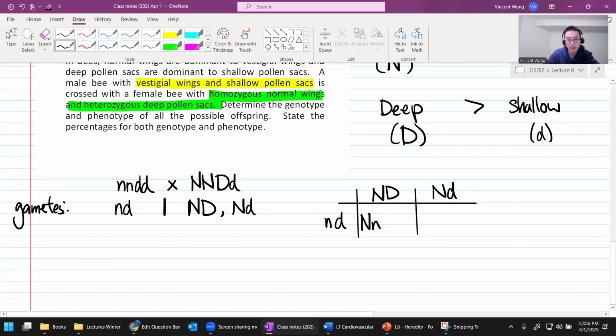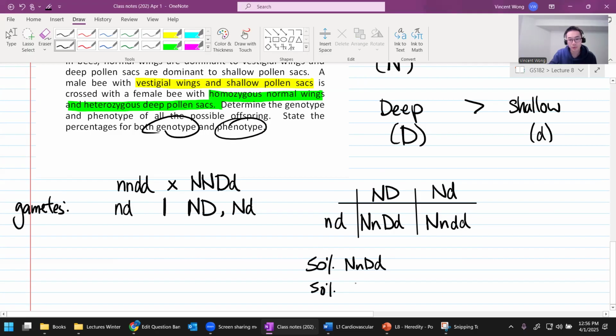Capital letter first for each of the characters. It's asking for the genotype and the phenotype. This is fine because there are only two, so it's not a big deal to write them down.